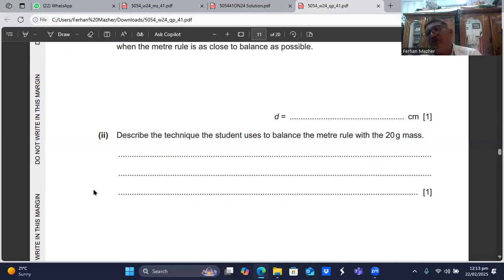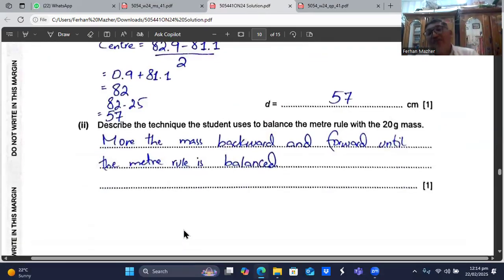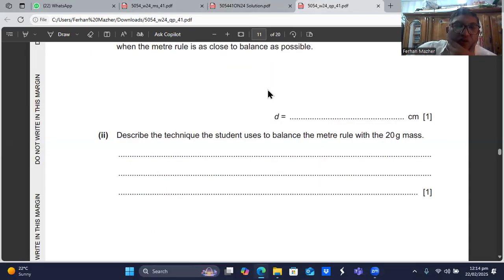So it's kind of hit and trial. You move the mass of 20 gram a little forward, a little backward, and you try to find a point where the meter rule will be balanced. So let's see, move the mass backward and forward until the meter rule is balanced. So this is our answer. Let's check the marking scheme. Move the 20 gram mass backward and forward slowly along the rule until the balance is achieved. Okay, so I hope you understand.